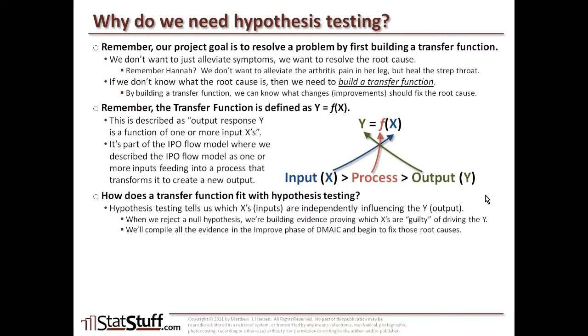And what we'll do at the end is compile all the evidence in the improve phase of DMAIC, and that's when we'll begin to fix those root causes or come up with a plan that's going to fix those root causes. Now we know from the hypothesis testing which of the x's are the most critical x's that have the most influence and where we need to make the biggest changes that are going to affect our output y.